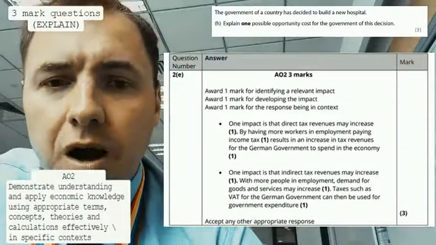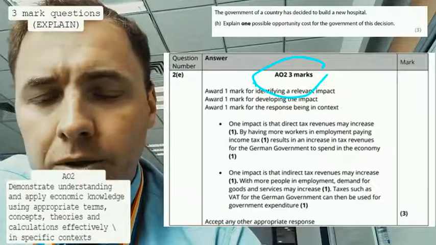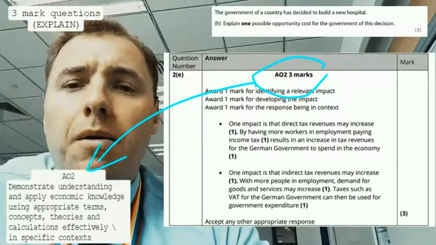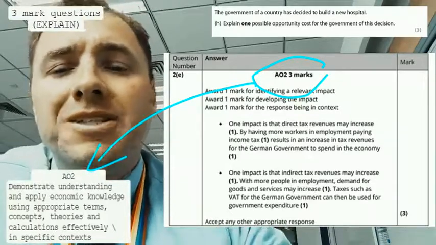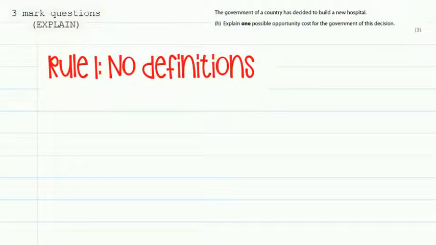3-mark questions are assessing AO2. The definition of AO2 can be seen down here, but it's basically for the application and your understanding of economic knowledge. As it's assessing only AO2, not AO1, not AO3, there is no need for a definition.